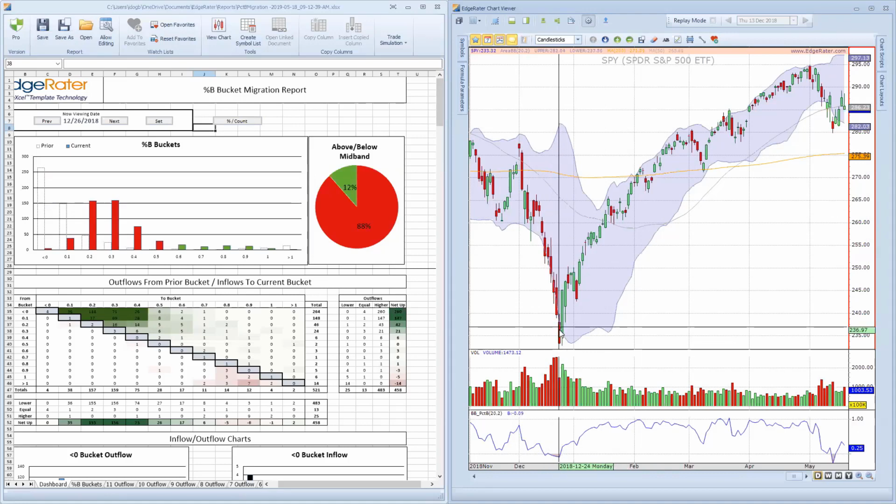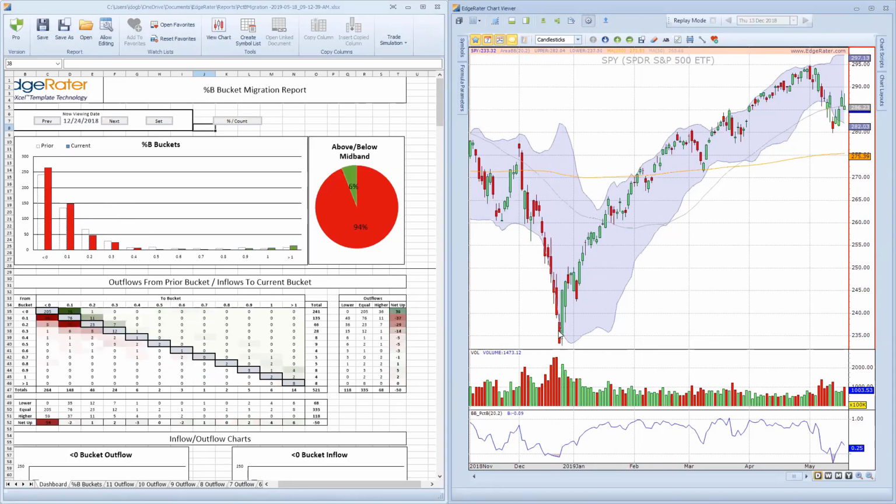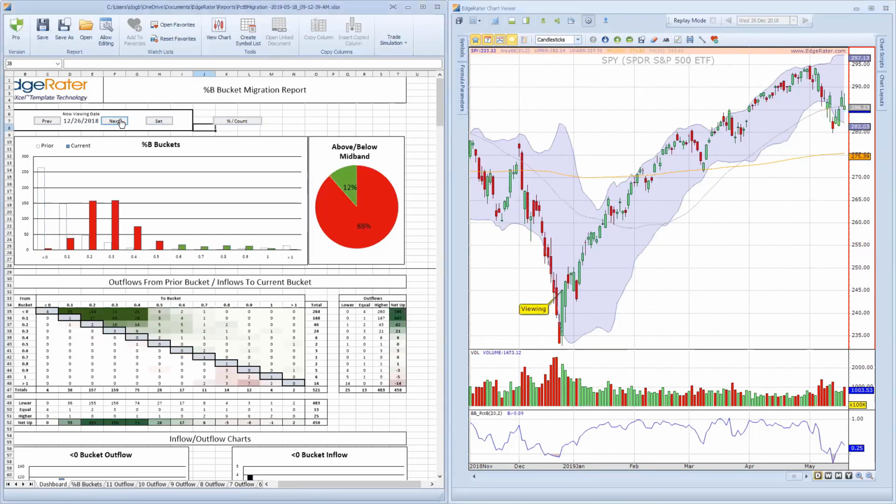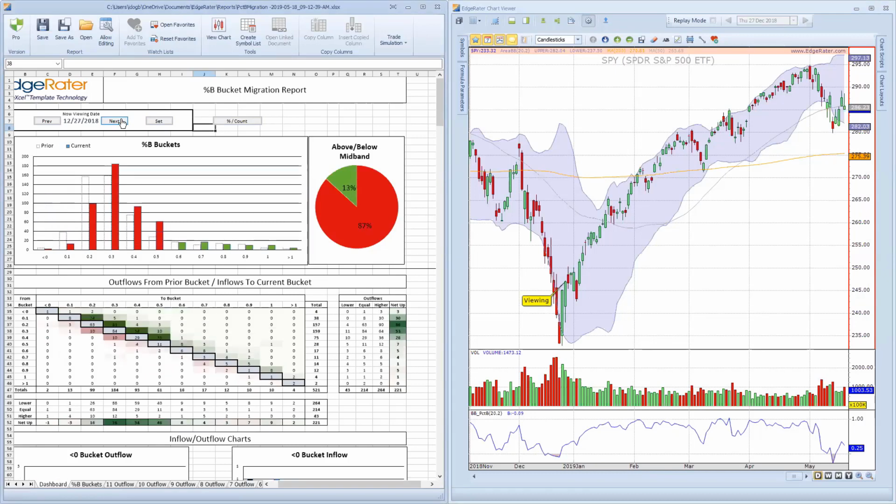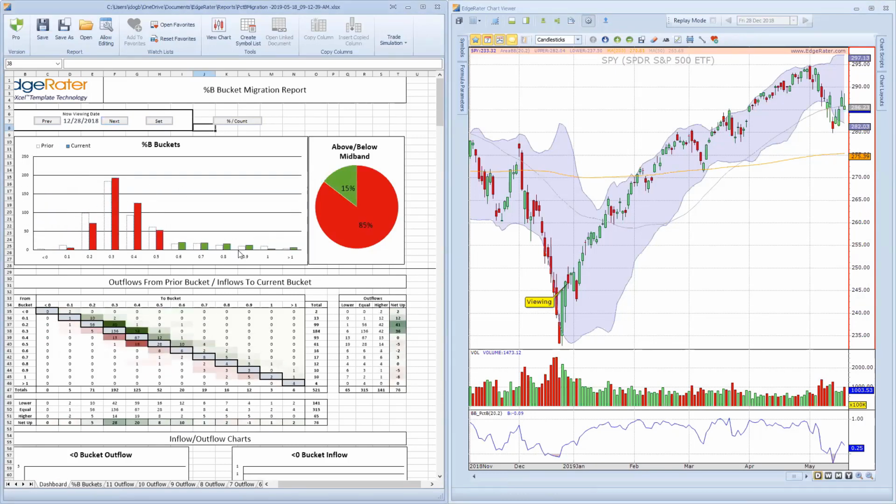What I find interesting to do is to select a date, say the 24th, the extreme day when the low was put in, and walk forward just by pressing the next button. And I just look at the profile and see how stocks are changing within their Bollinger Bands.